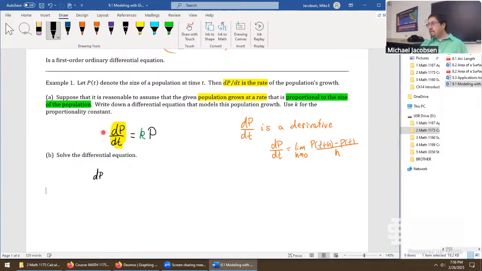Down below, dP/dt equals kP. We're going to completely change our perspective and, over here, view dP/dt as a differential.